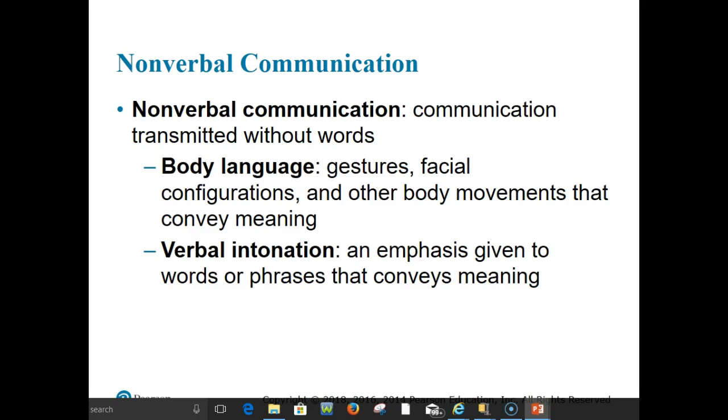Nonverbal communication. An important part of interpersonal communication is nonverbal communication. That is, communication transmitted without words. Now, some of the most meaningful communications are neither spoken nor written. You have body language, which encompasses gestures, facial configurations, and other body movements that convey meaning. And then you have verbal intonation, which is an emphasis given to words or phrases that conveys meaning.